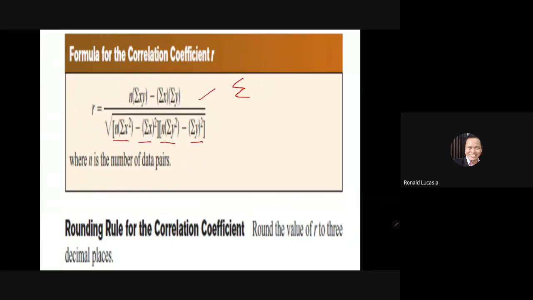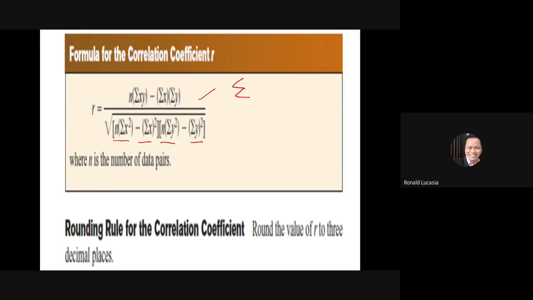The formula may look like it's not a friendly formula, but later on, I am going to teach you how to do it without using the formula, using Microsoft Excel. I hope that even if you don't have Microsoft Excel on your tablet now because you are using it during our classes, you can go back to this discussion because this is recorded. The rounding rule for the correlation coefficient is to three decimal places.